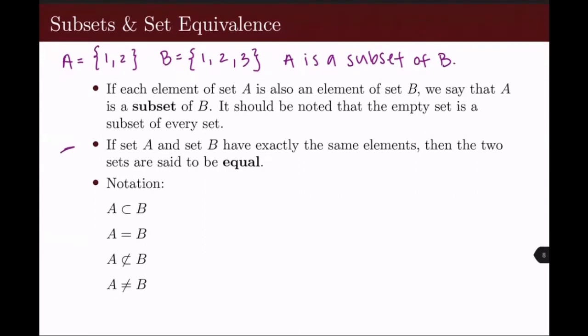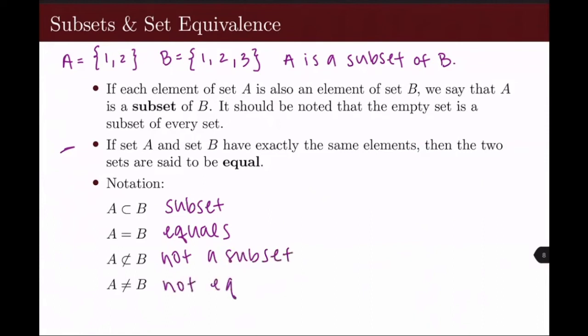And then some notation. This C-looking symbol here means subset. Equals is still equals. And then the C with the line through it means not a subset. And this is still not equals.